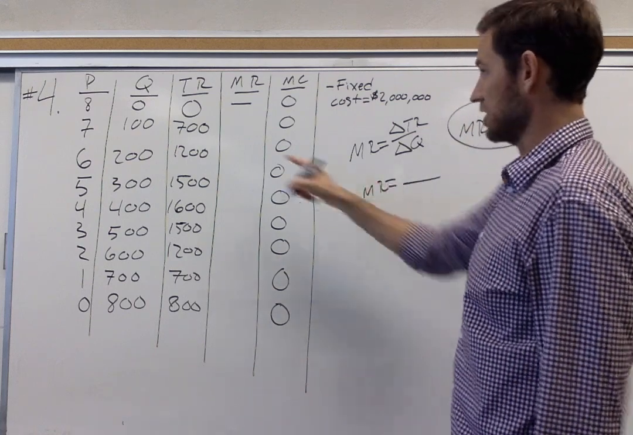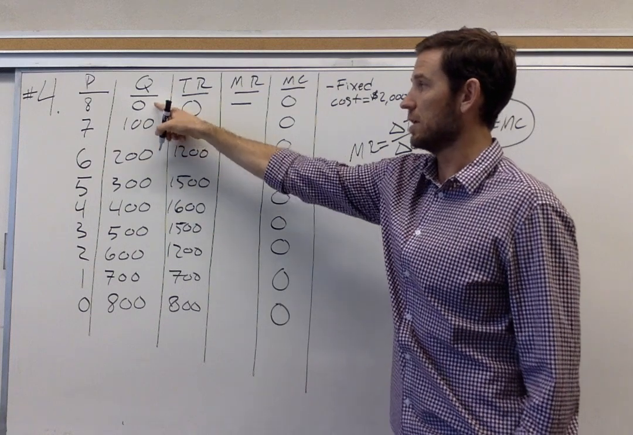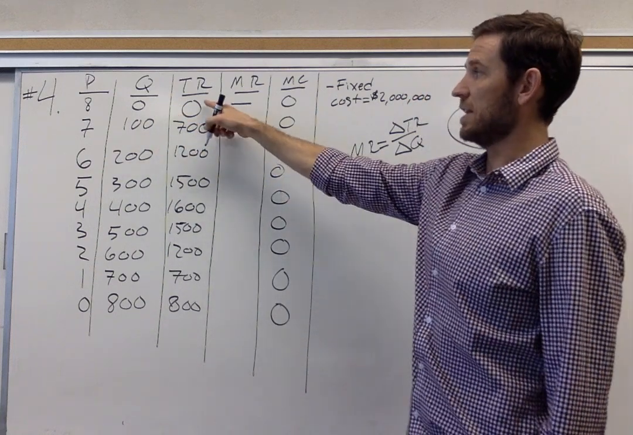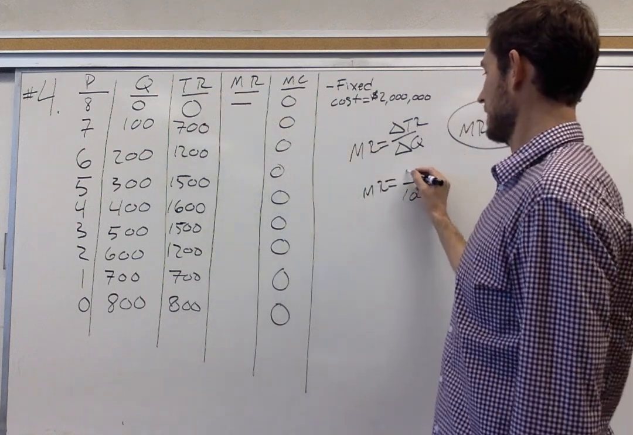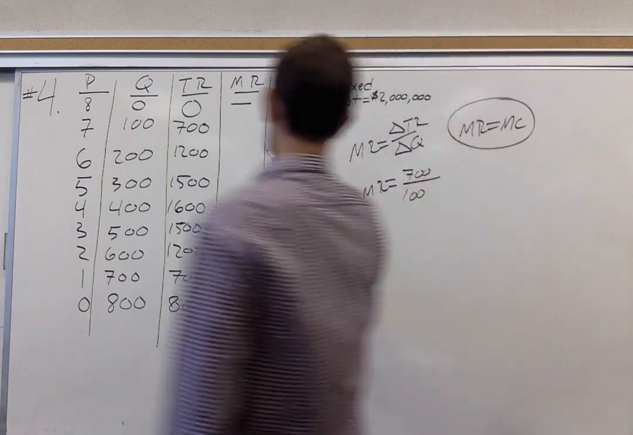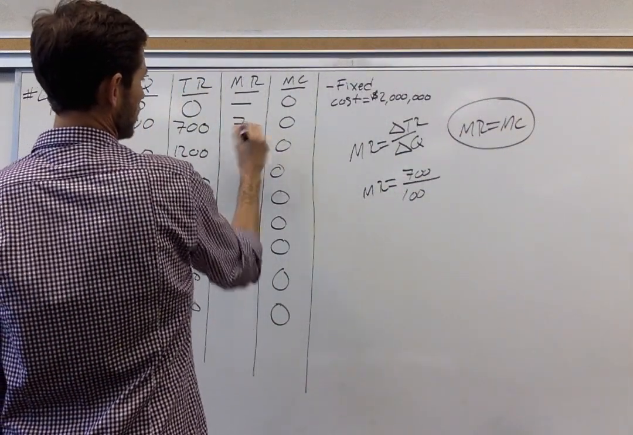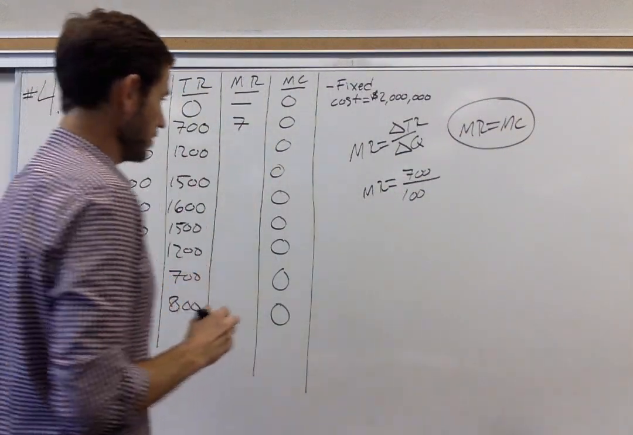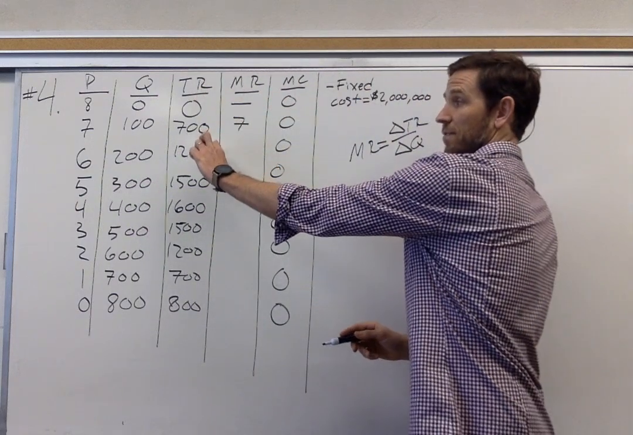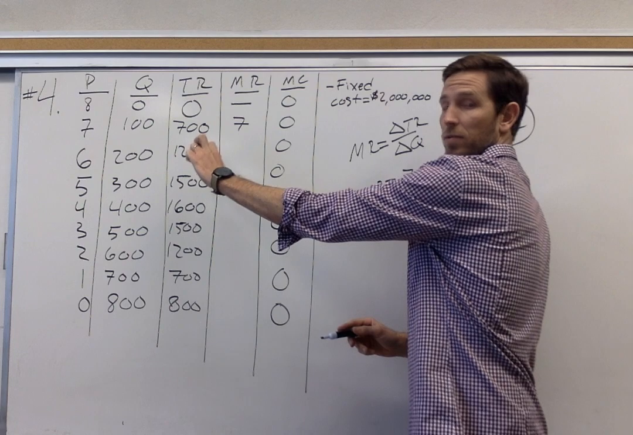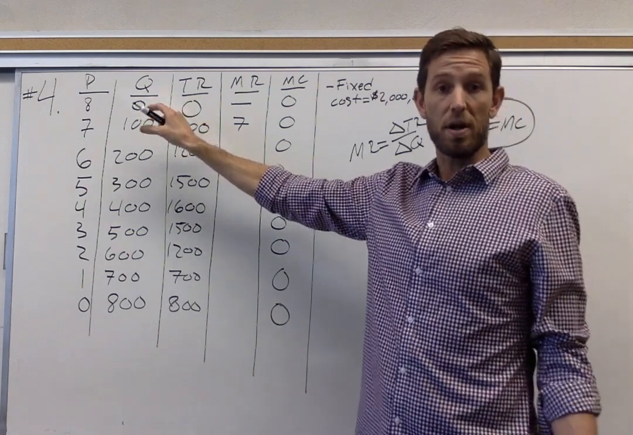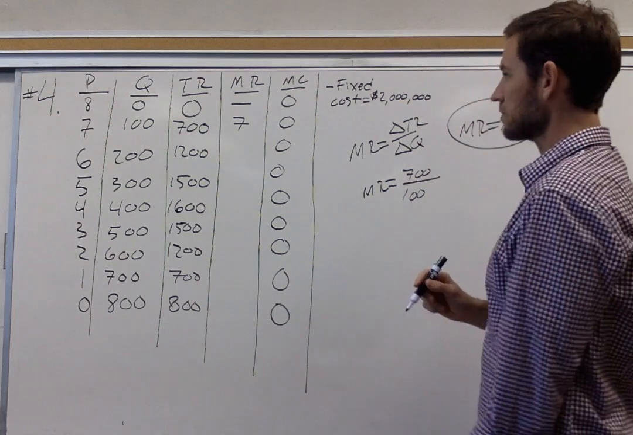So for the first, that change in quantity is 0 up to 100. That's 100 more units being sold. And when they did that, their revenue went up by 700. So the marginal revenue for this particular cell should be 700 over 100. Again, what you want to do for all of these is figure out how different the total revenue is. That's going to go in the numerator. And divide that by how different the quantities are, the change in the quantity.